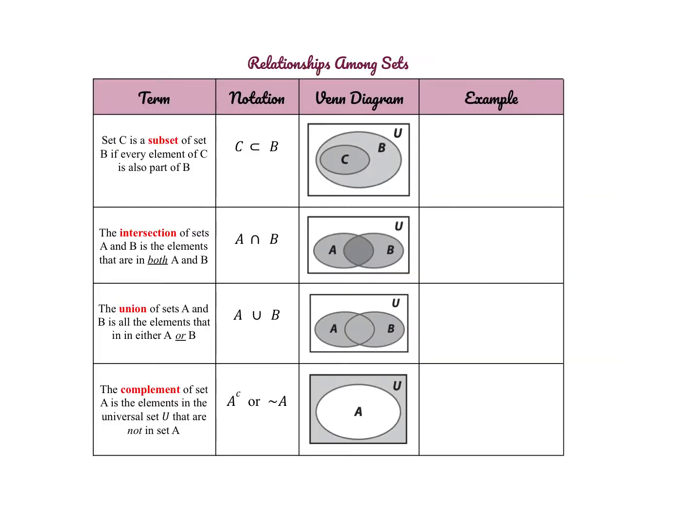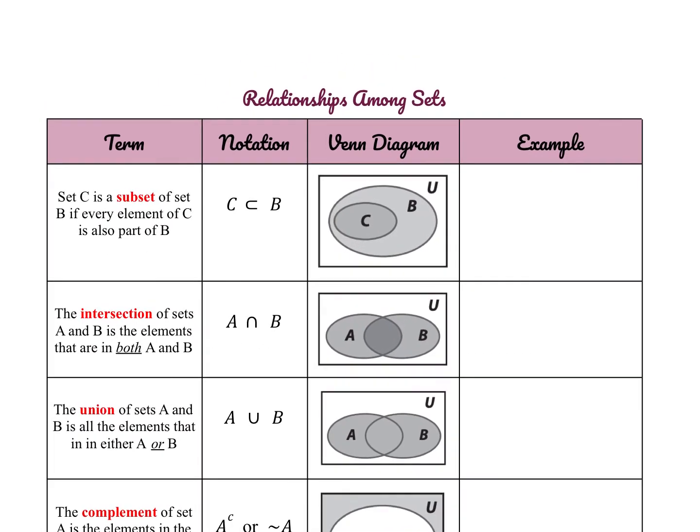All right, so now we're going to talk about the relationship among sets. We're going to use those same sets that we did in the previous slide, so again, make sure you can reference those as we go through these. We're going to start with this idea of a subset. For example, set C is a subset of set B if every element of C is part of B. We denote a subset with this kind of sideways U shape. So this means C is a subset of B.